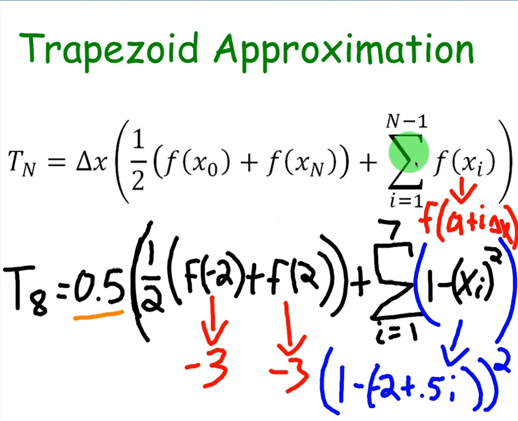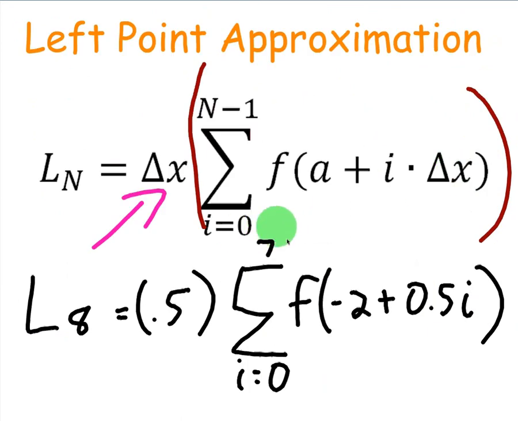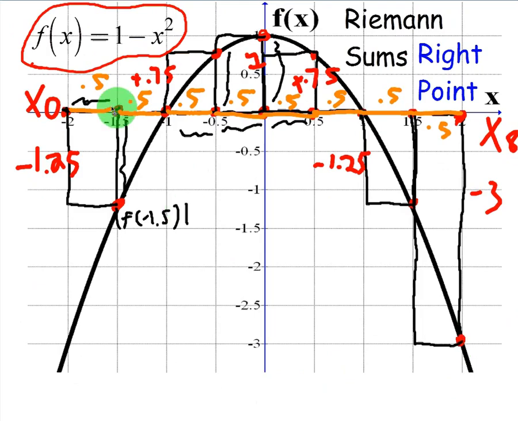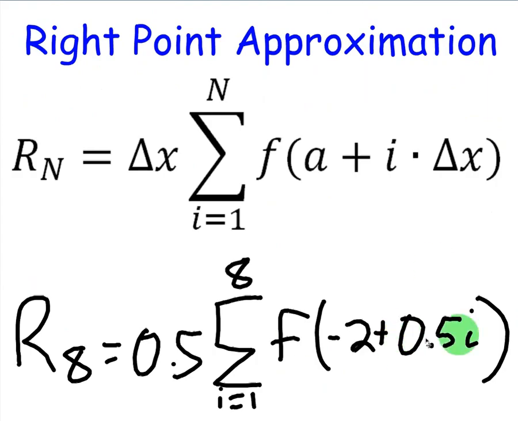Since we're going from 1 to 7, it's going to be the same thing that we used for right point approximation. So let's take a look at that. Right point approximation went from 1 to 8, but the starting value is going to be the same because we're still going to be starting at this -1.5 x value. So because of that, we're going to do exactly the same thing inside of our summation notation.